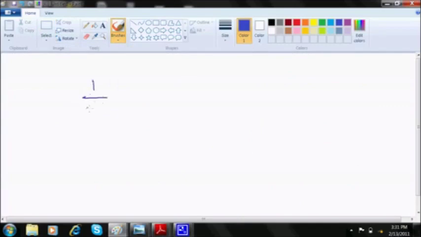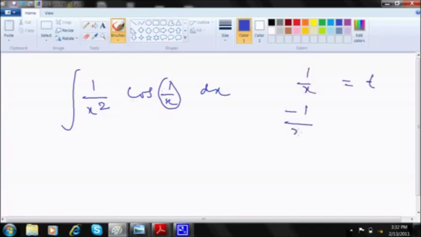Now let's do this, 1 by x square cos of 1 by x dx. Many books do not follow the process that I'm following in integration, so integration becomes something very much confusing. Now whose differentiation is which one? Derivative of cos is minus sine, which is not there in the question. 1 by x has derivative minus 1 by x square, so I will take 1 by x as t, minus 1 by x square dx is dt.